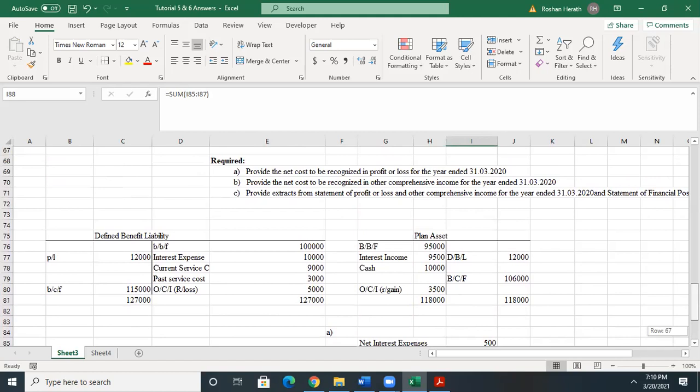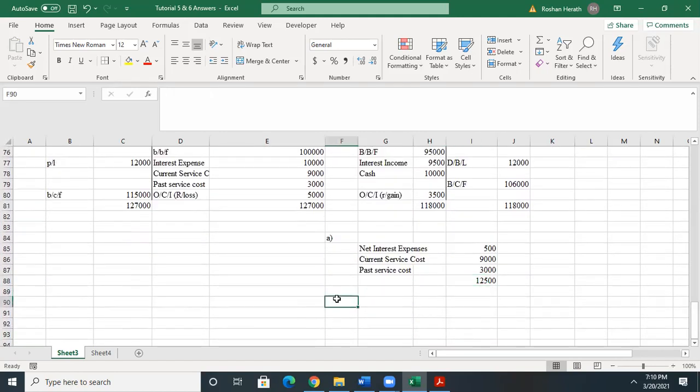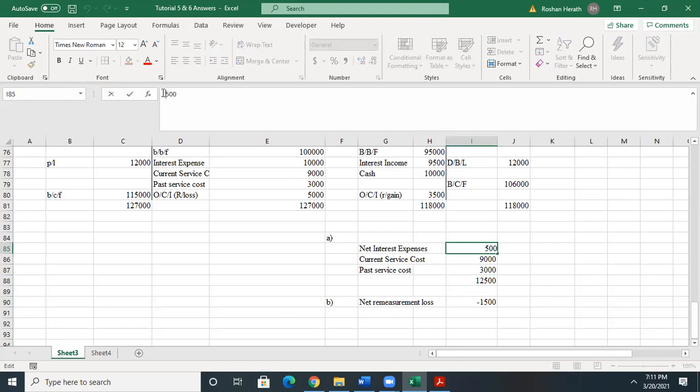Then the second requirement asks to provide the net cost to be recognized in other comprehensive income. So what about the net cost to be recognized in the OCI? You consider the remeasurement gain and the remeasurement loss, and the net remeasurement loss is 1,500. It's a loss, and these are also expenses. Let's indicate. All right, this is it.